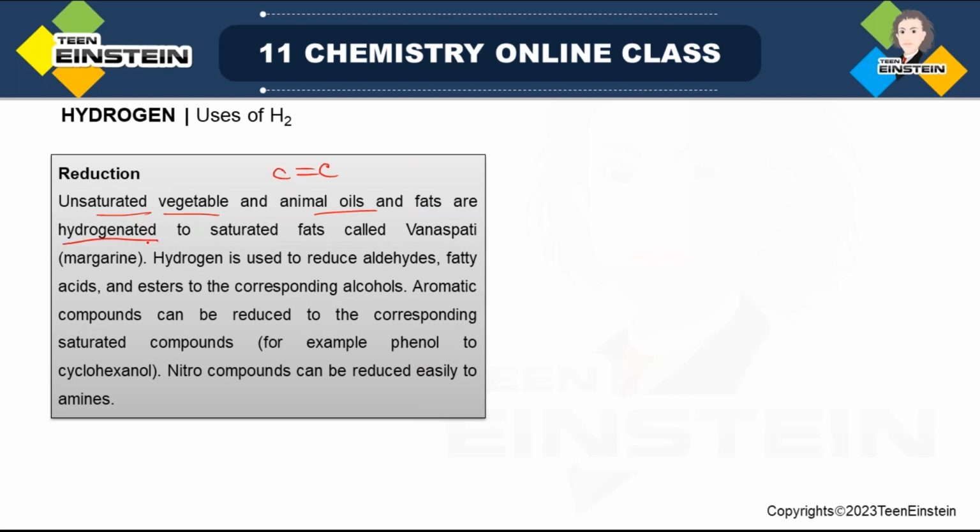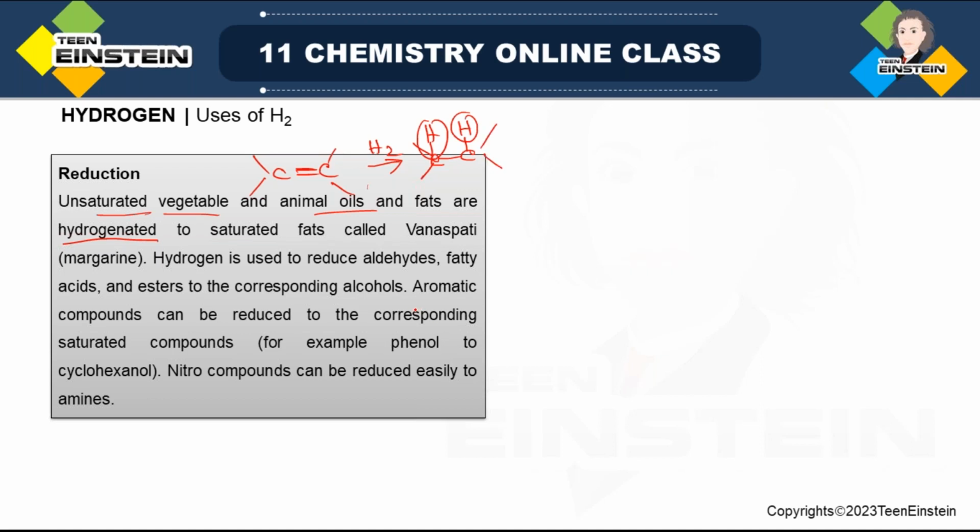Now they undergo a hydrogenation reaction. That means these double bonds that are present in these large molecules, oil molecules, fat molecules, in the presence of H2, there will be addition of hydrogen like this. So the pi bond is broken and there is formation of two new C-H sigma bonds.